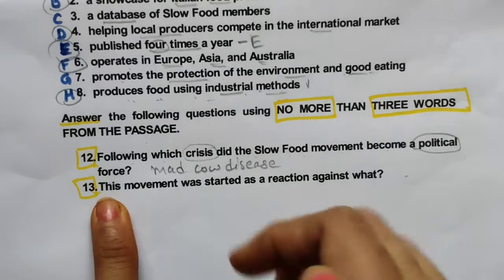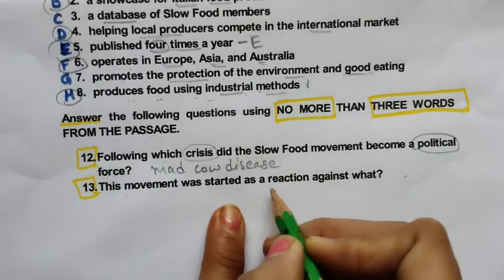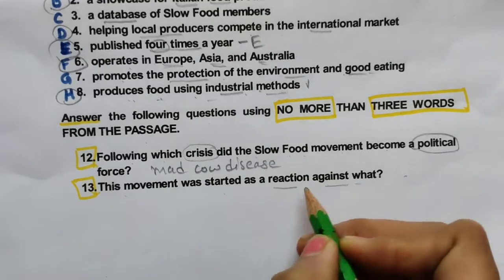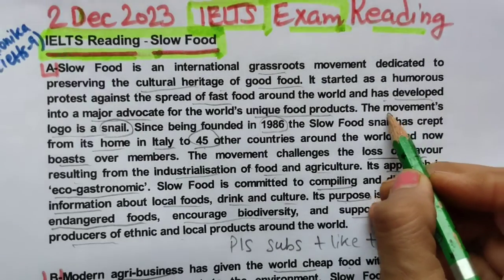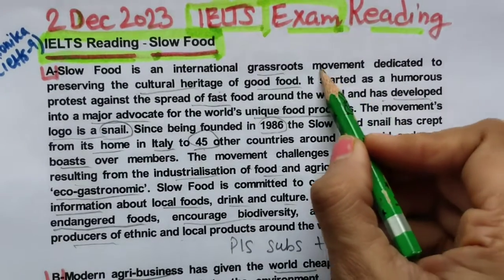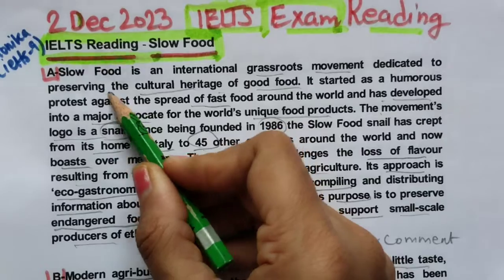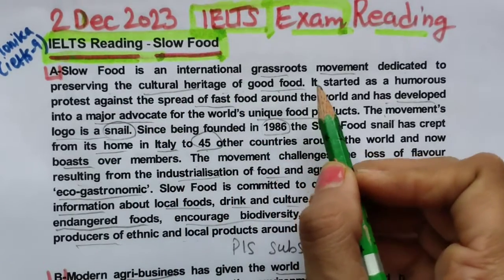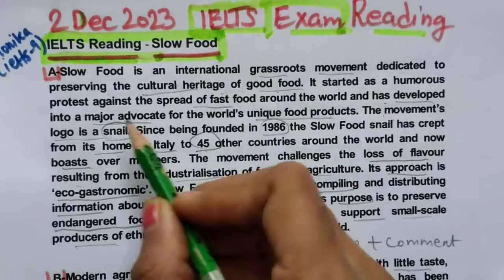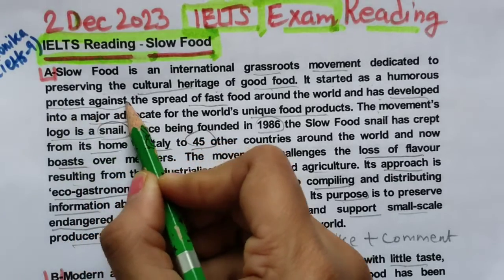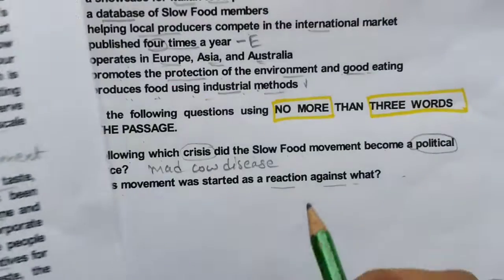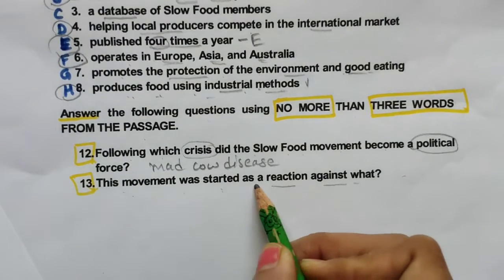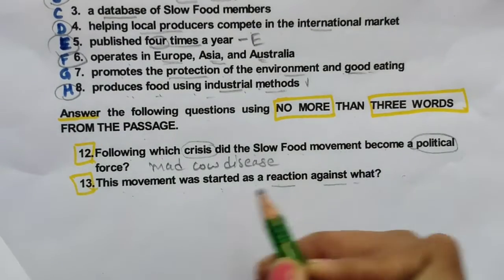Now the next question. This movement was started as a reaction against what? So this movement word I have read in this paragraph, A paragraph. The movement dedicated to preserving the cultural heritage of good food. Okay. It started as a humorous protest against the spread of fast food around the world. See this, the movement was started as a reaction against what? Fast food.